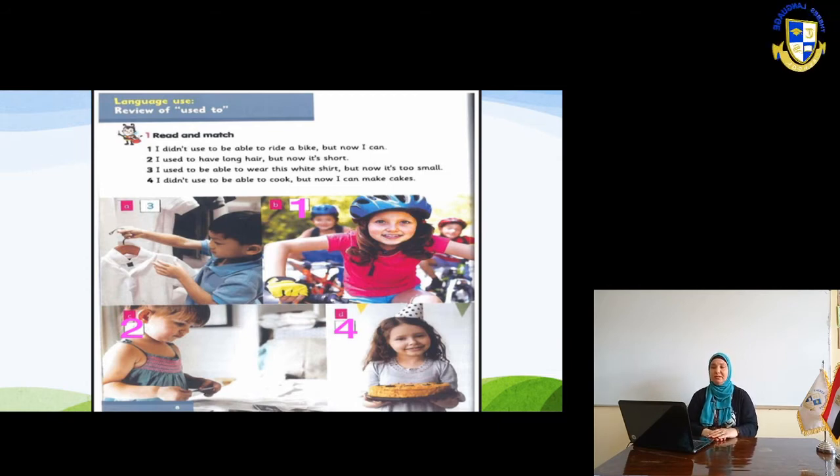Used to. This is a page in your book, page 8. And here it's read and match. I matched them for you. The first one, number 1: I didn't used to be able to ride a bike, but now I can.